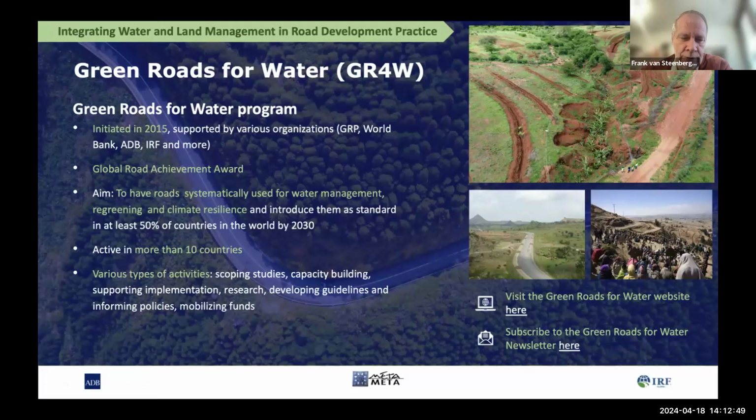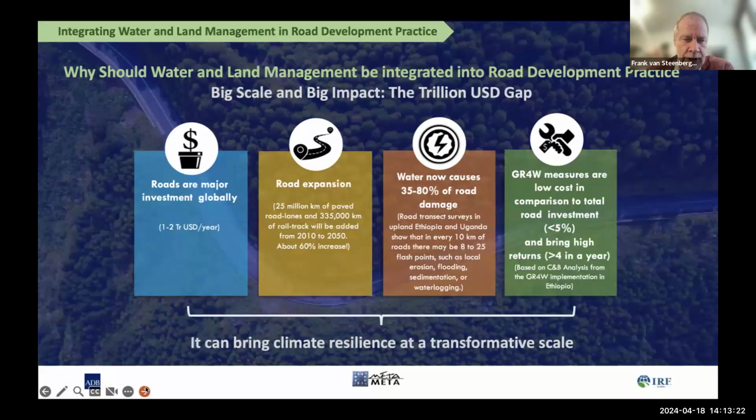So we do this by doing scoping studies, capacity building, helping in the designs, changing the procedures and the guidelines, and also helping to mobilize funds. And I think there's a good development that the first GCF project for roads, green roads, is now also approved. So we're really excited to work with the team of Michael and ADB to give shape to this new future of roads.